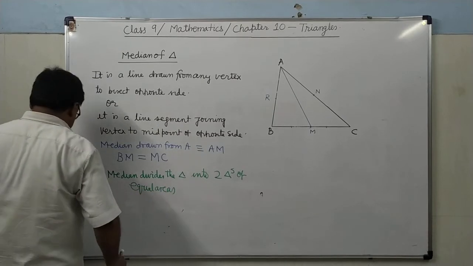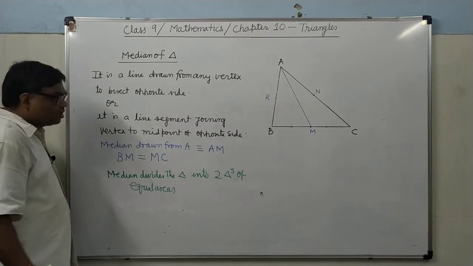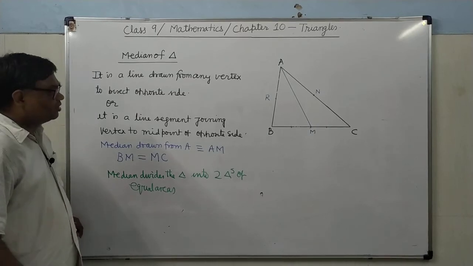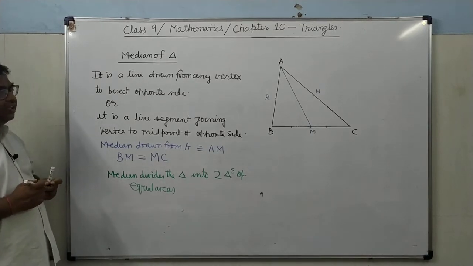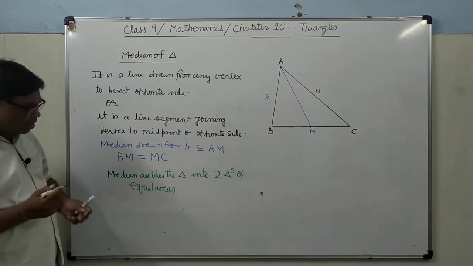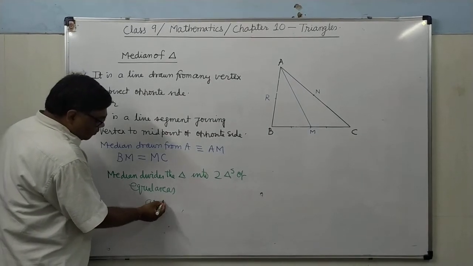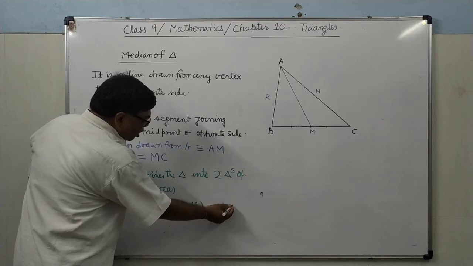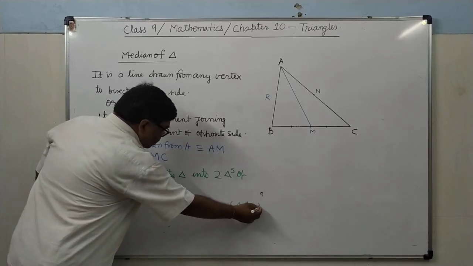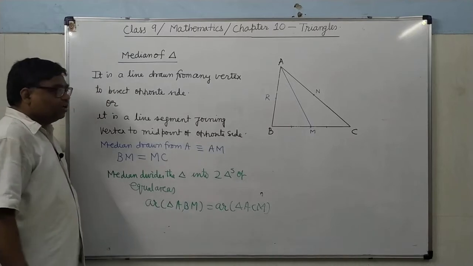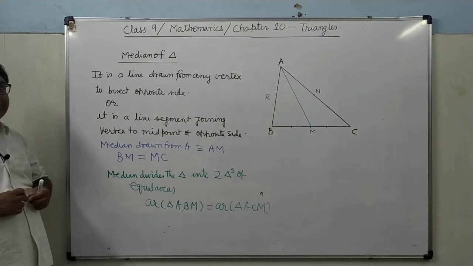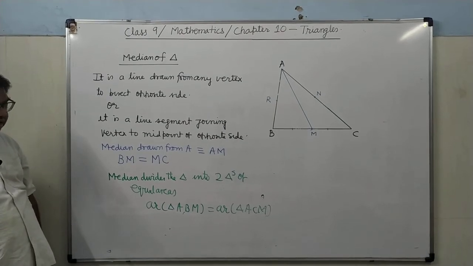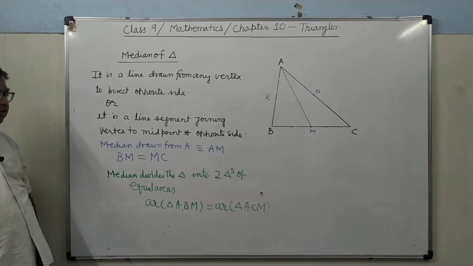Two triangles of equal areas. It's clear? A median divides the triangle into two triangles of equal areas. You can see here triangle ABM and triangle ACM will be equal in area. That means the area of triangle ABM will be equal to the area of triangle ACM. There will be no other type of relationship here. Only their areas will be equal. They will not be congruent. It's clear? Only their areas will be equal.